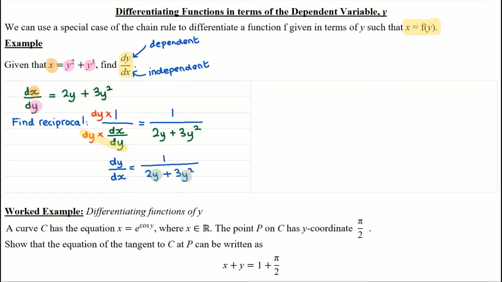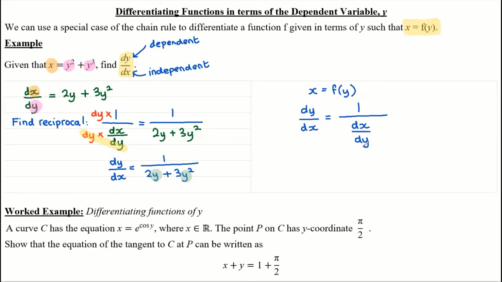And I've just provided you with a space here just to write down this as a rule. So if you want to find dy by dx, and you have a function defined as follows, so x is equal to some function of y, like that, dy by dx would simply just be 1 over dx by dy. So you would find dx by dy by differentiating your function and then reciprocate it.